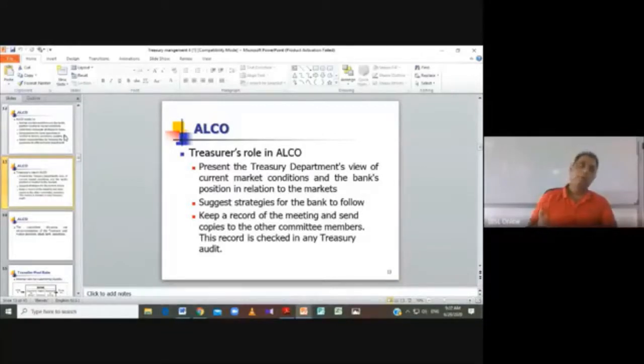But on top of that, there will be like an overall guidance in terms of an instruction manual as to who sits in ALCO, what their role is, and all that. But it will be more or less covered by the TOR.